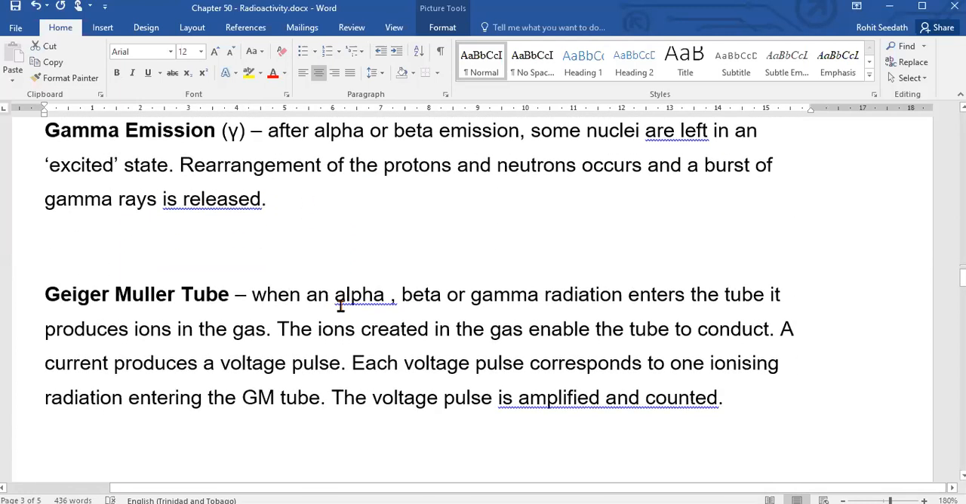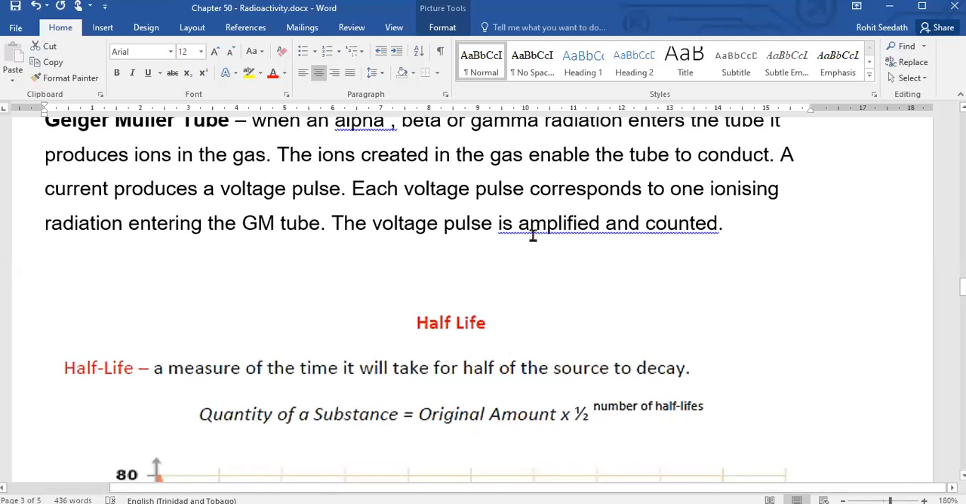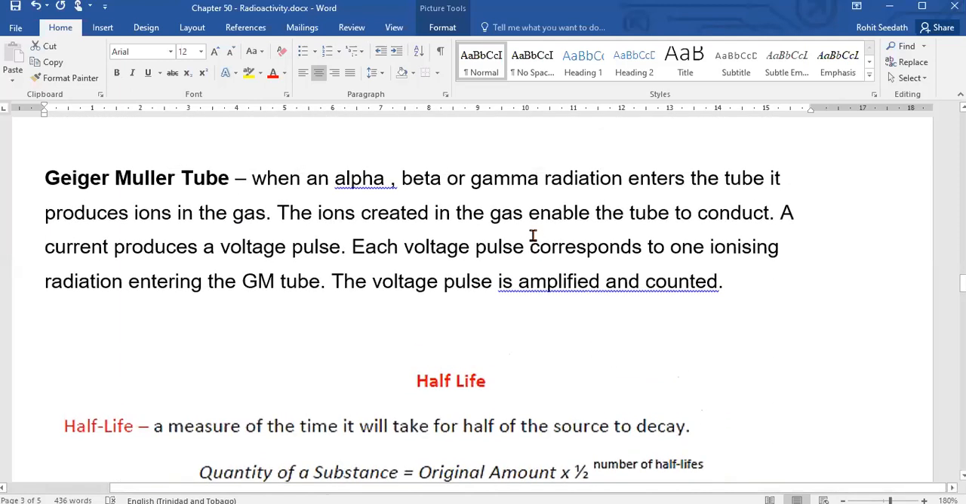The Geiger-Müller tube: when alpha, beta, and gamma radiation enters the tube, it produces ions in the gas. The ions created in the gas enable the tube to conduct a current and produce a voltage pulse, and each voltage pulse corresponds to an ionizing radiation entering the GM tube. The voltage pulse is amplified and counted. That's how we do testing on radiation. You'll get into more details when we're doing past paper questions to have an idea.